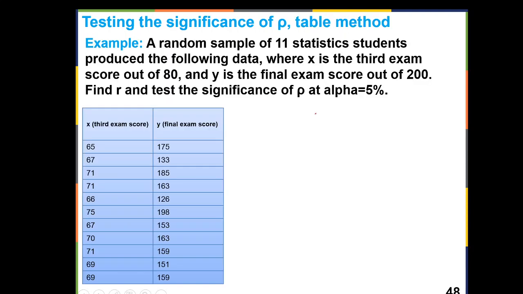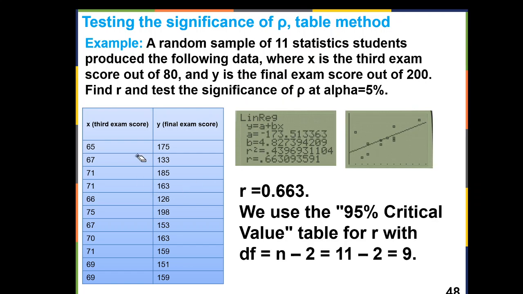So here is the example that we did. Remember, this is still in your calculator. What was r in our example? It was 0.663. Is this significant? That means, can you say that you have evidence that rho actually is not 0? If somebody says rho is 0 in the null hypothesis, do we have evidence against it? And the answer is yes. Why? Because this number is greater than the number that we get from the table.